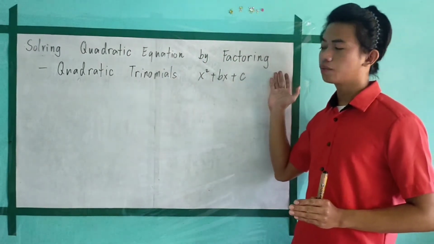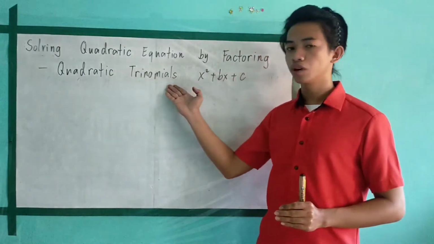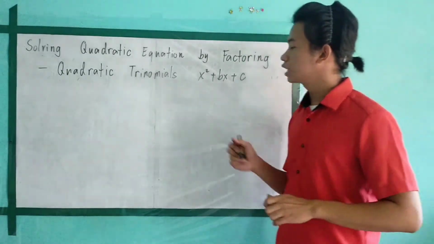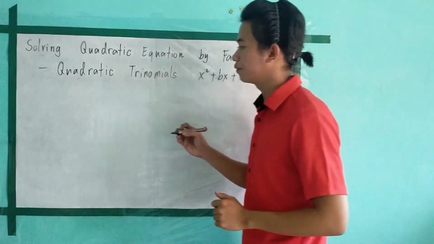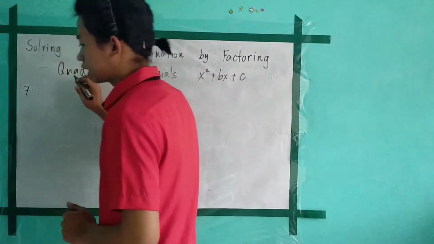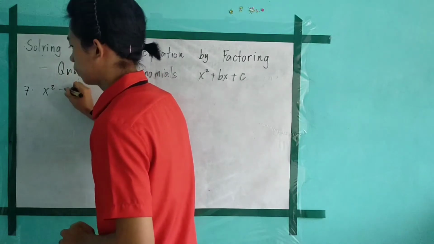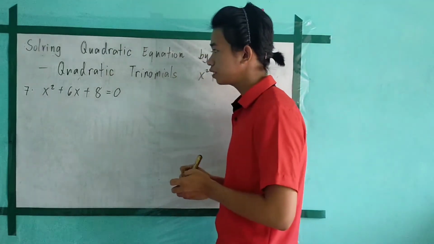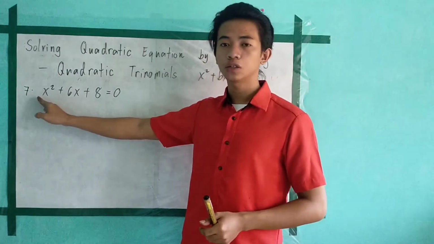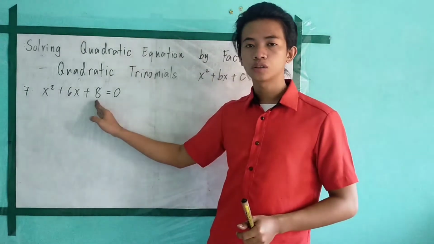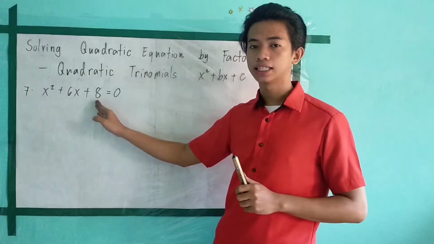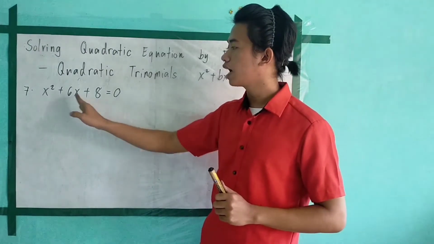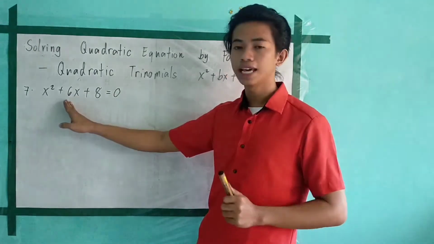Solving quadratic equation by factoring using quadratic trinomials in the form x squared plus bx plus c. So, let's proceed to problem number 7. So, let's have x squared plus 6x plus 8 is equal to 0. So, since ang a natin is equal to 1, magtutok lang tayo dun sa ating constant. Kaya na nga bang factors ng 8 na ang sum niya ay yung sa b natin?